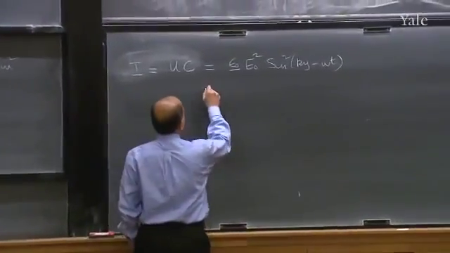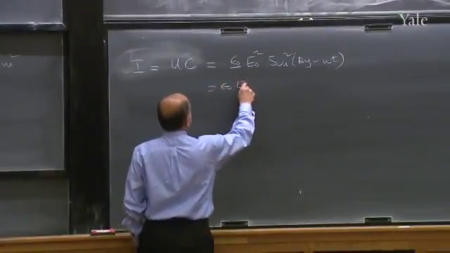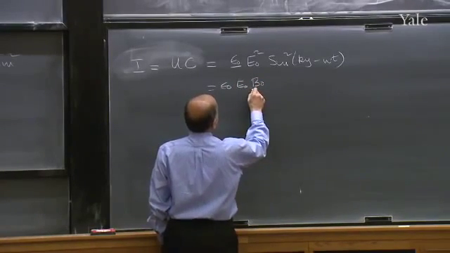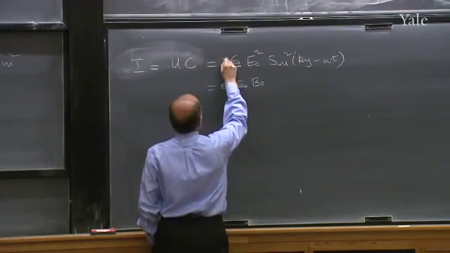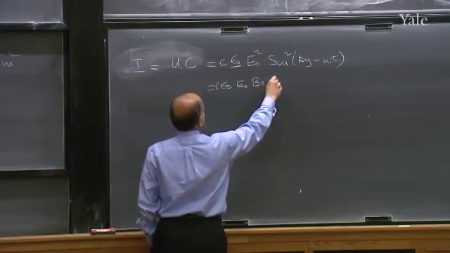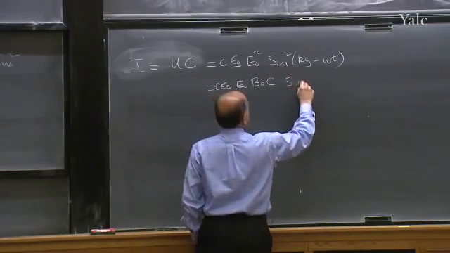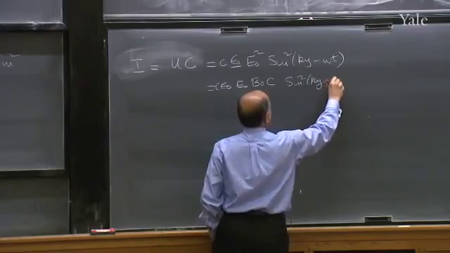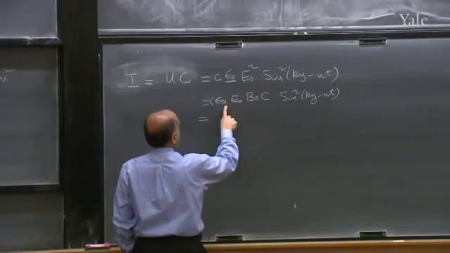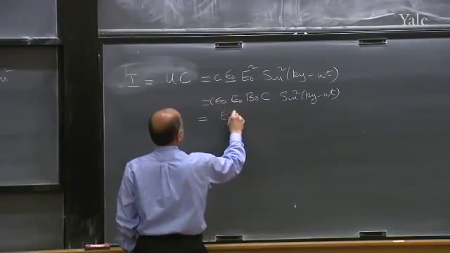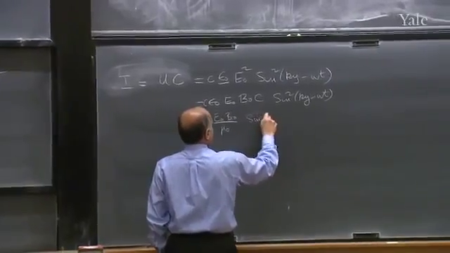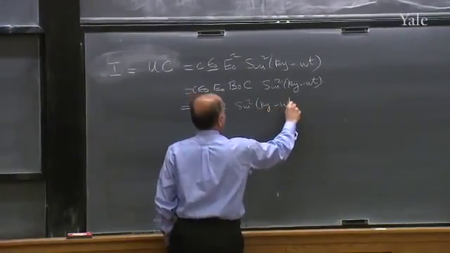Now I'm going to write it as follows. Epsilon 0 and E0, then a B0. I forgot a c here. You realize that? That's another c. Then E0 is B0 times another c, times sine squared (ky minus omega t). And what is that? c squared epsilon 0 is 1 over mu 0. So E0 B0 over mu 0 sine squared (ky minus omega t).